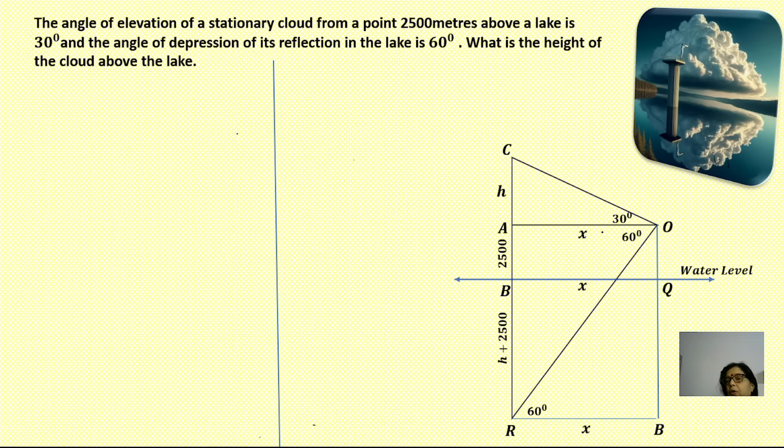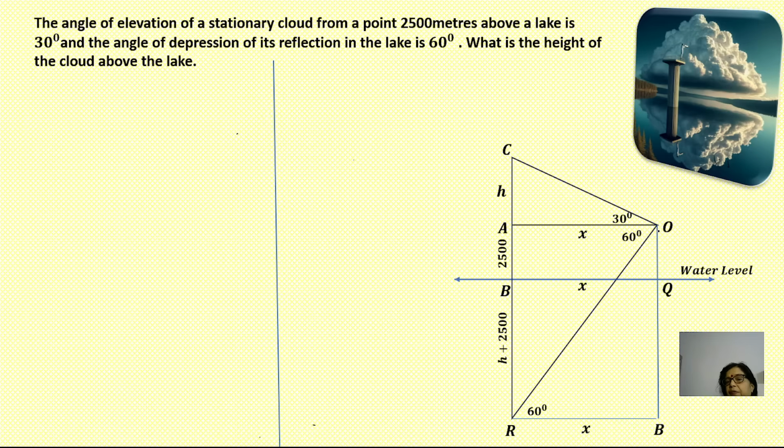So now, the important point to understand in this particular question is that the water level, or the water, is taken as a plane mirror, and the first law of reflection is followed here. That is, the object distance will be equal to the image distance. So if this is the mirror, BC and BR will be of the same distance.